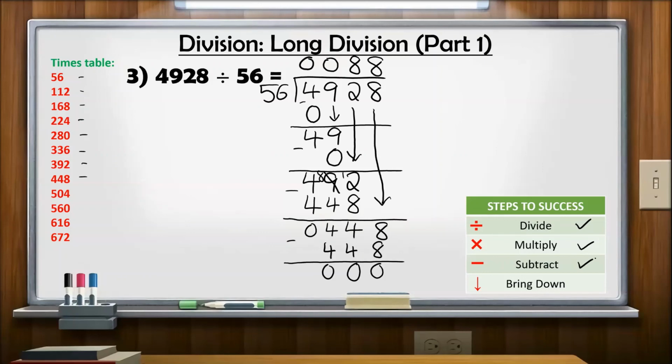So what this is telling me is I have no remainders left. I'm going to check to see if there's a digit left to bring down, and there is none. So therefore, this has now got me to my final answer for 4,928 divided by 56, which is 88.